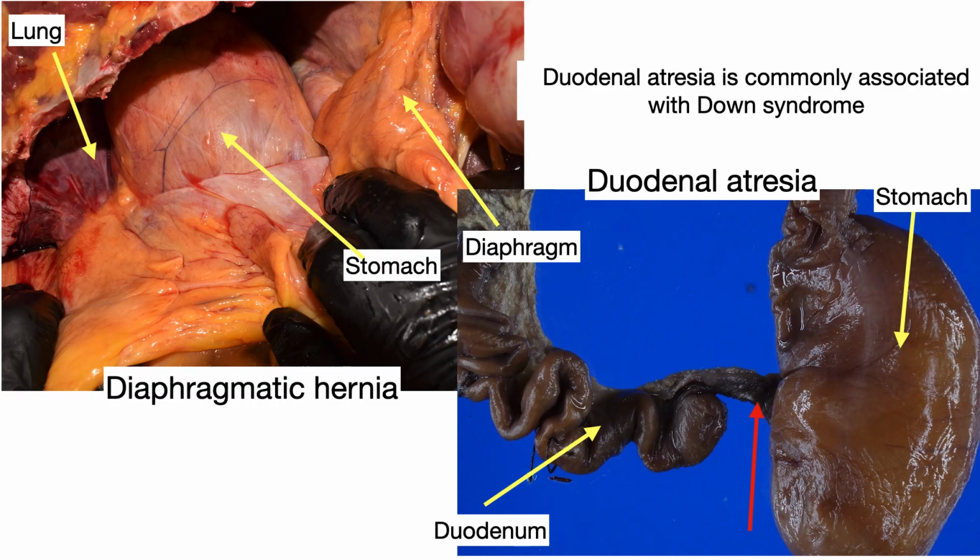And then the bottom right, this is atresia. So atresia, remember, A means none. So basically there's no GI tract there. You can see the stomach and you can see where the duodenum is, and the red arrow shows a fibrous band. So there's no duodenum there. There's no connection between the stomach and the duodenum. So that's atresia. And that one's commonly associated with Down syndrome.